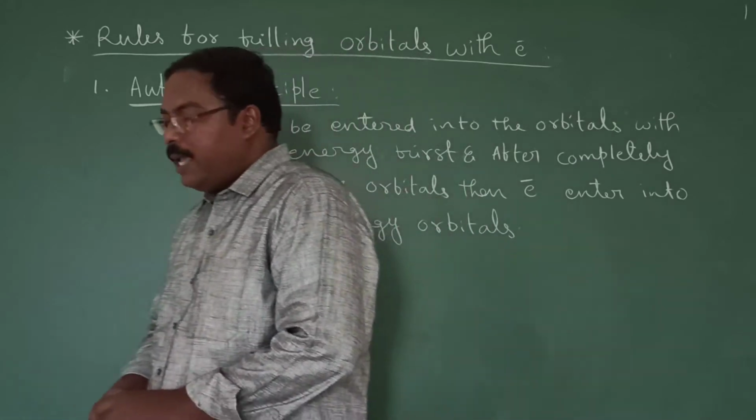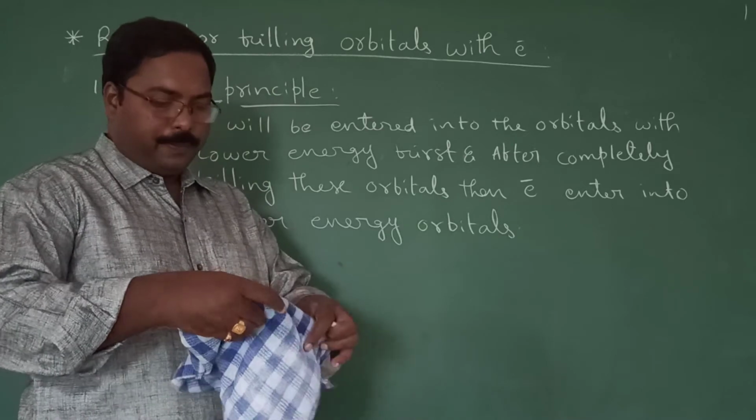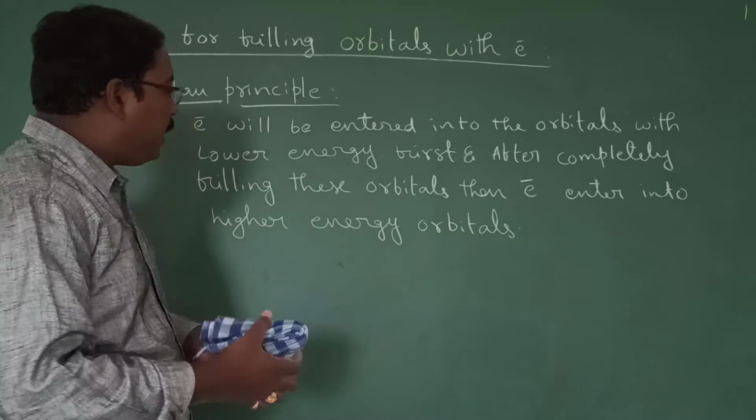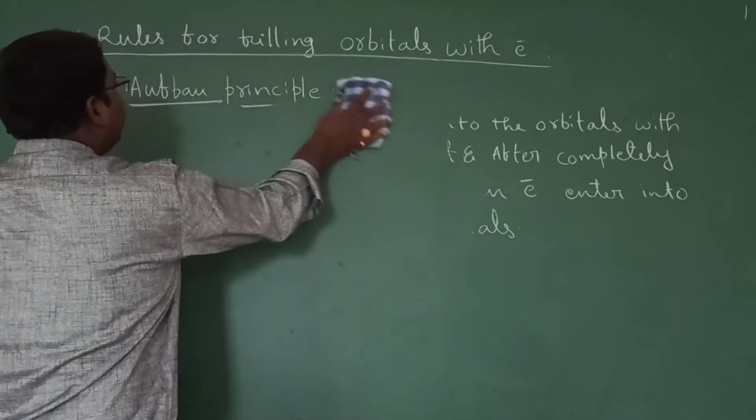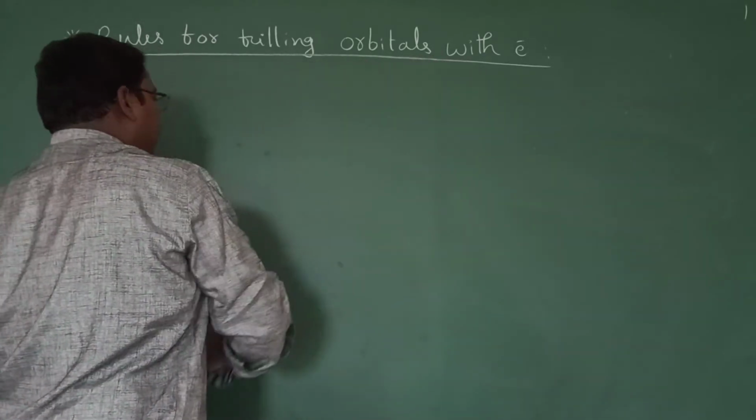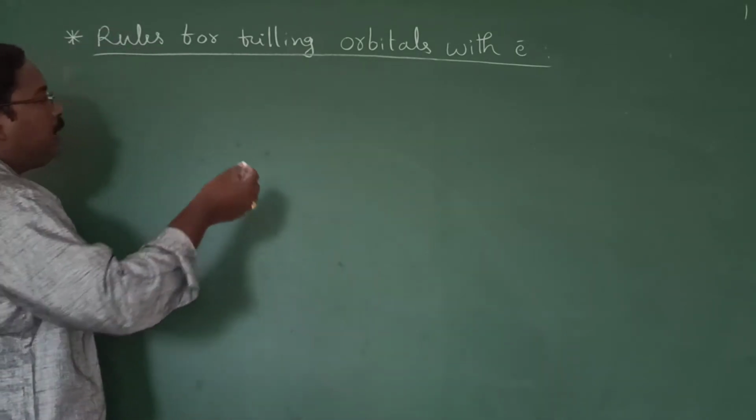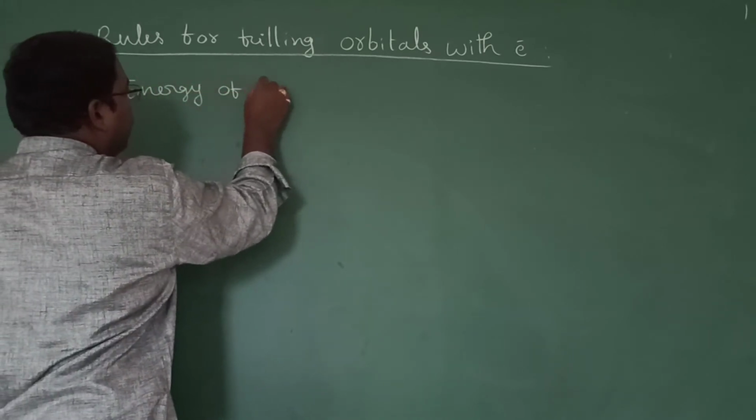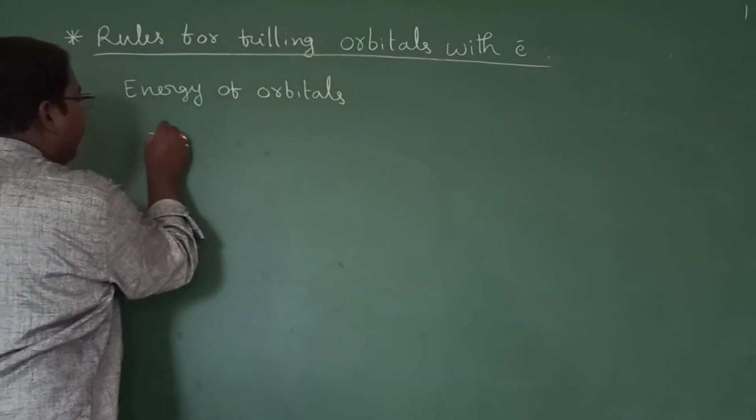Even yesterday we discussed the energy of the orbitals clearly. I hope you remember the calculation of energy of orbitals. How to calculate the energy of orbitals? Using the n plus l value. Once again I will write the energy of orbitals. What is the order of energy of orbitals?